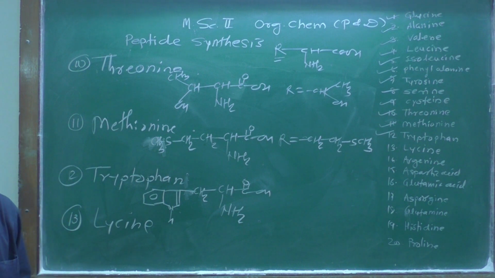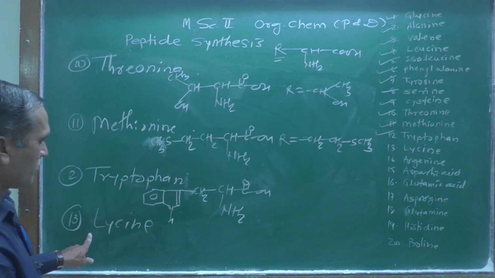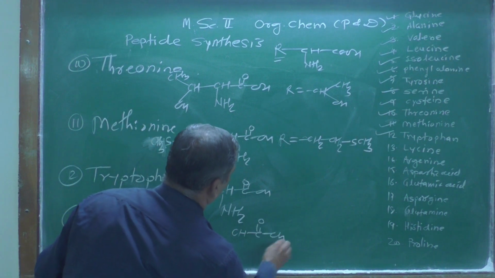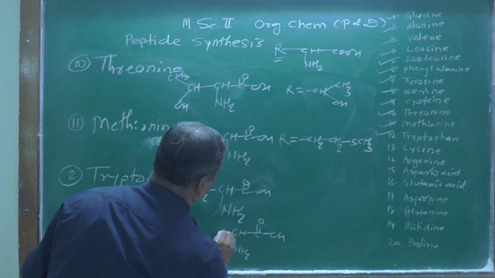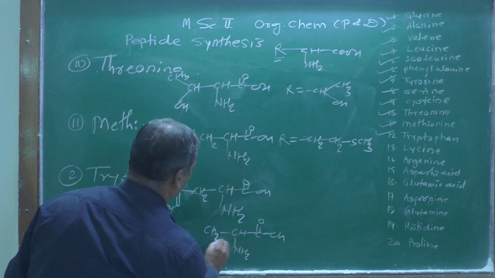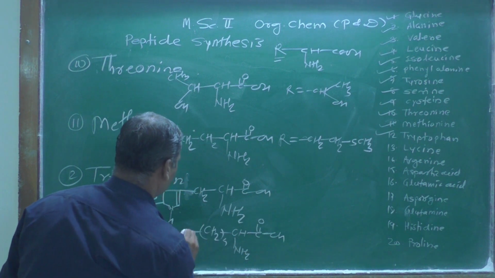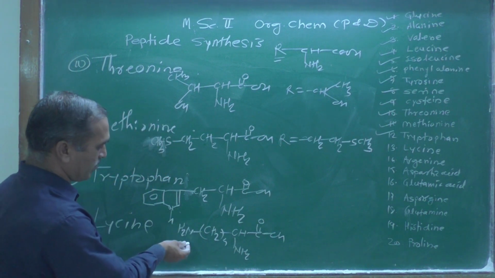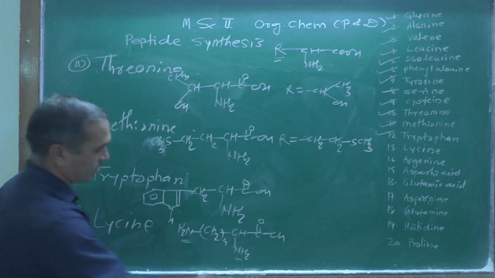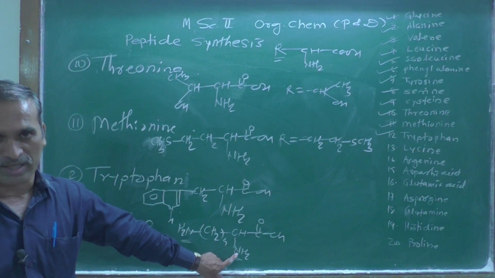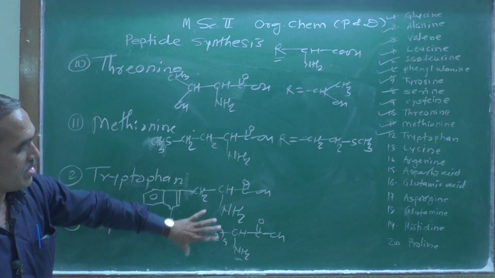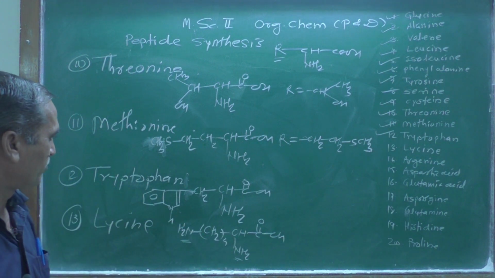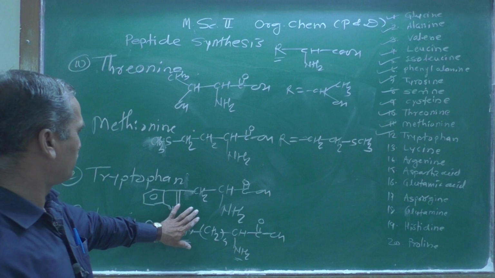The structure of lysine is this one: CH, C double bond O, OH, then NH2, then CH2 four times, then H2N. This is basic in nature. Why is it basic in nature? Look here. There are two amino groups, and therefore this lysine is nothing but a base.